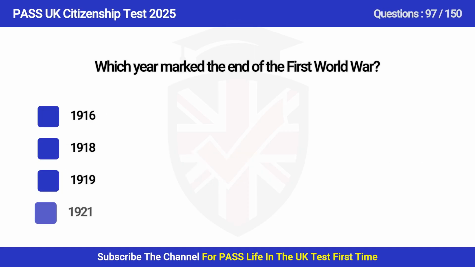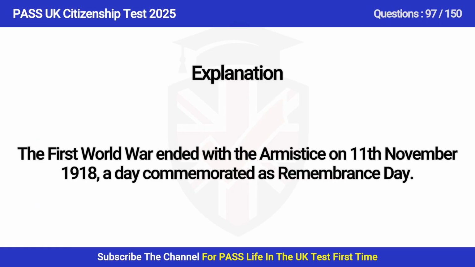Question 97. Which year marked the end of the First World War? A. 1916, B. 1918, C. 1919, D. 1921. Answer is B. 1918. The First World War ended with the armistice on 11 November 1918, a day remembered as Remembrance Day.